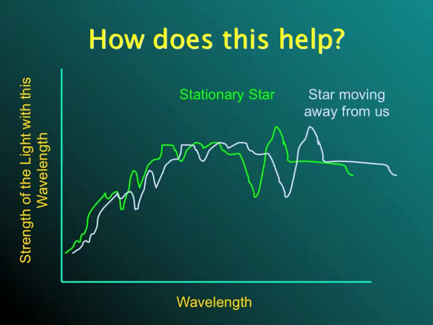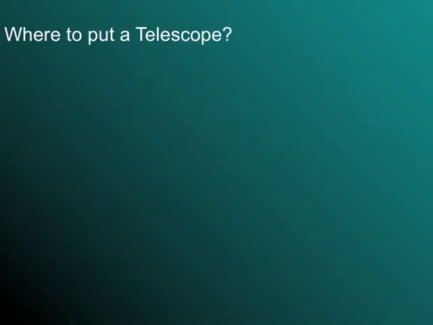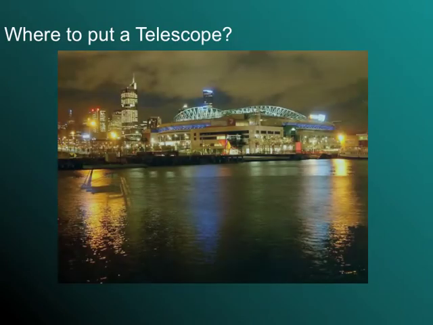But a star which is moving away from us will have the same features in the spectrum, only the spectrum will appear shifted towards the red end of the spectrum. On the other hand, a star moving towards us will exhibit the same features in its spectrum, the same dips and troughs, except that it will be shifted towards the blue end of the spectrum. This is how we know that stars are moving.